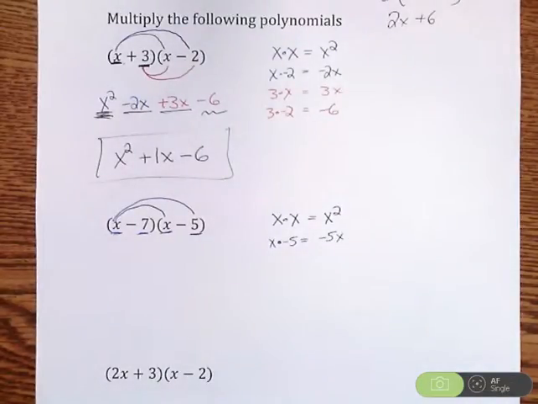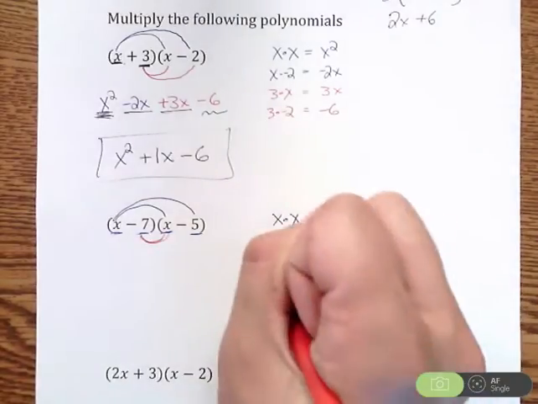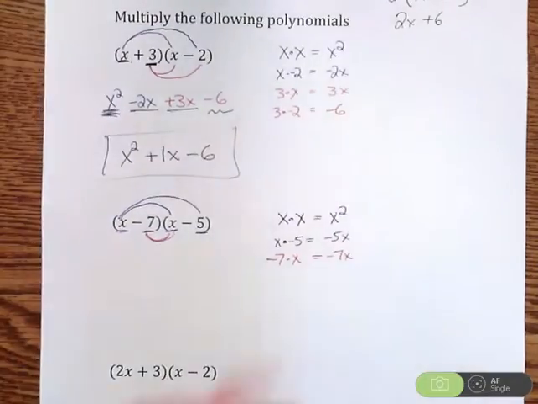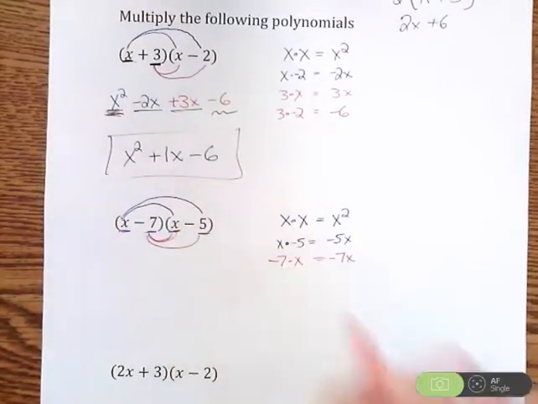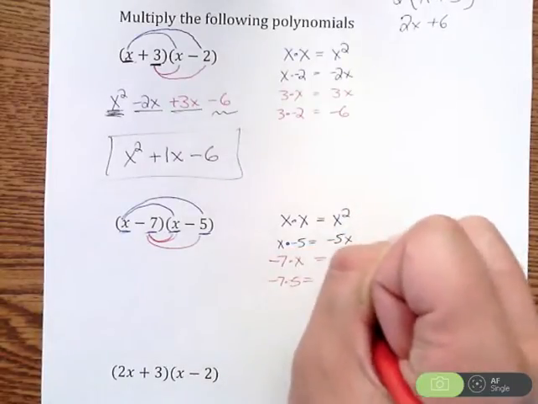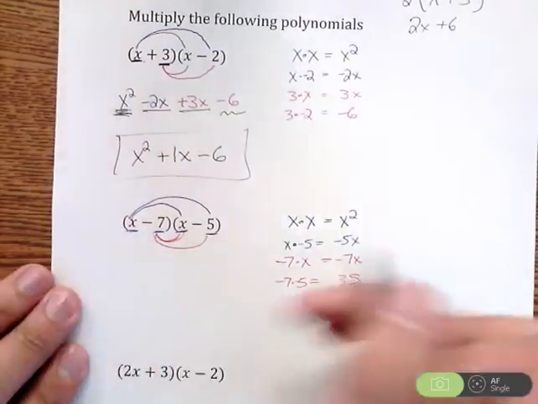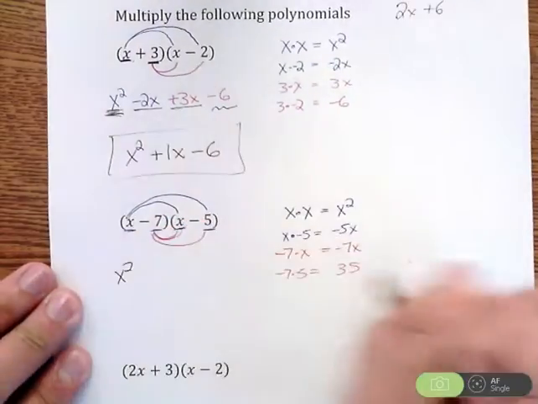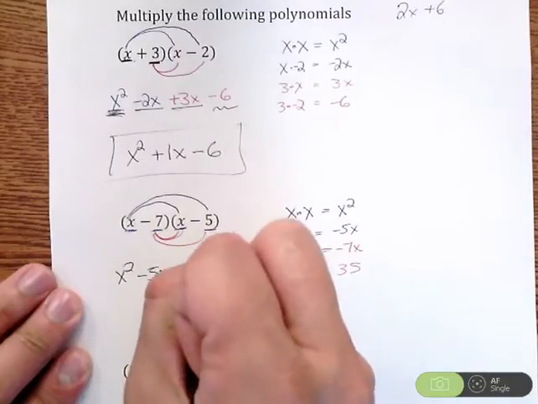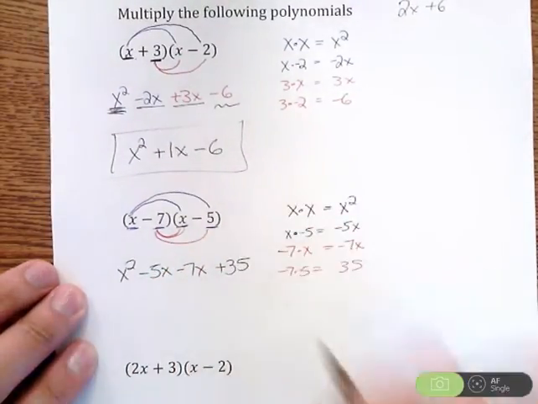So I took the x, I distributed it through. Now I'm going to take this negative 7. Negative 7 times x is negative 7x. And negative 7 times negative 5 is 35. So I had an x squared minus 5x minus 7x and a positive 35.